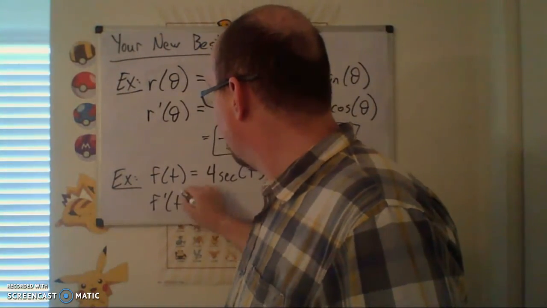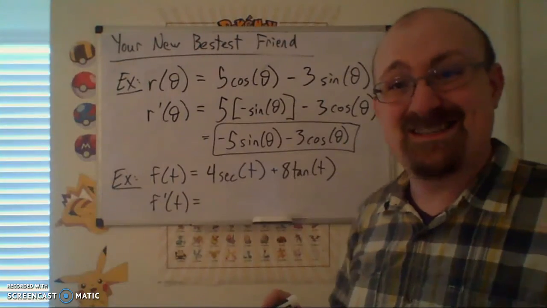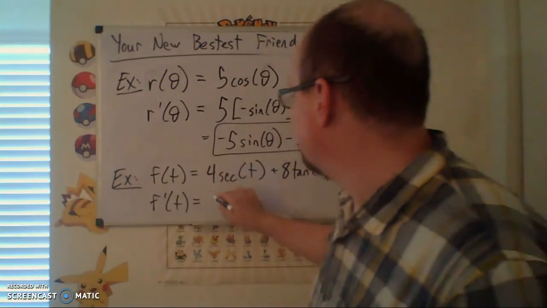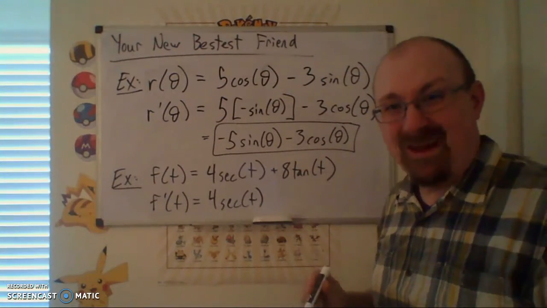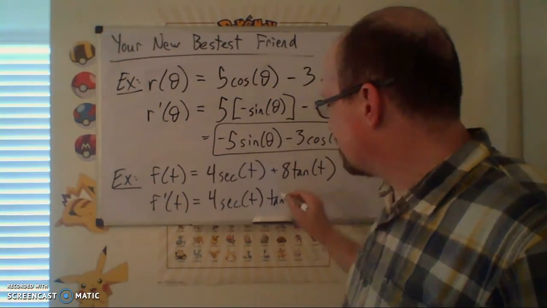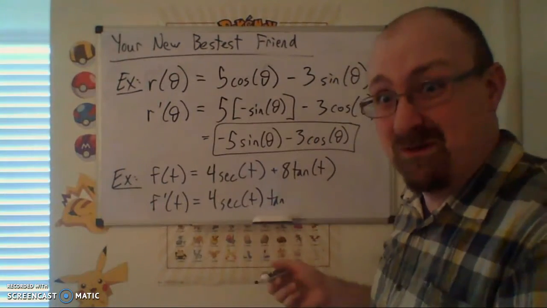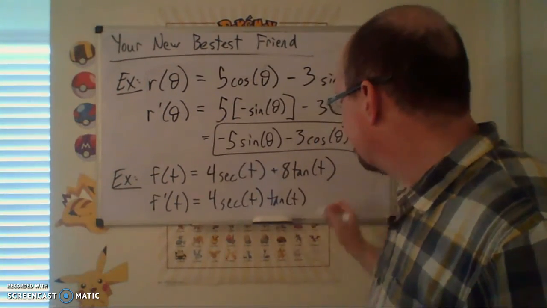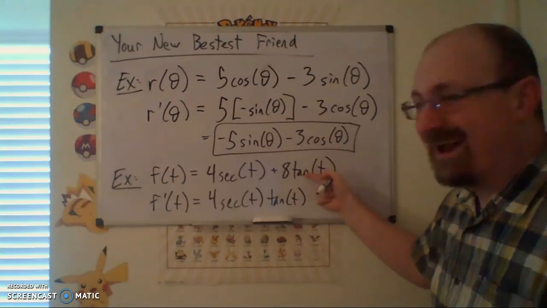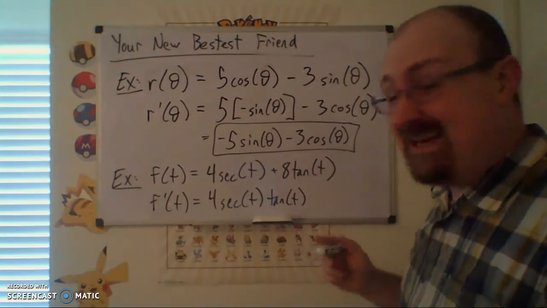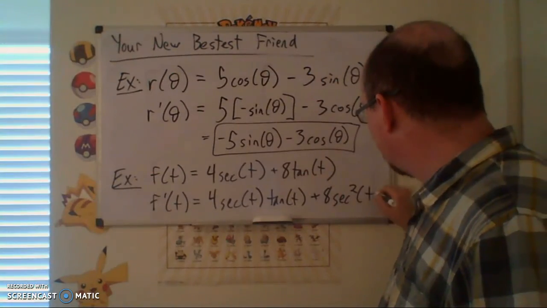So f prime of t in this instance: the derivative of the secant function, as it lists, is secant of t times tangent of t. This is a good time for me to point out, as a reminder, don't just write secant tangents or sectan or whatever. These things actually do have arguments. So for secant of t tangent of t, that comes from this first term. The derivative of tangent of t in that back term is secant squared of t.